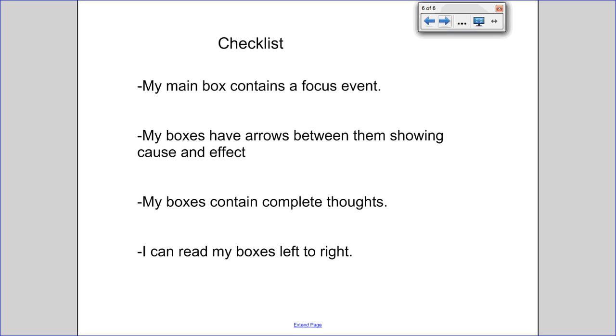So in your checklist, does your main box contain a focus event? Does it function like a newspaper heading? Do your boxes have arrows that show the sequence, left to right? Do your boxes contain complete thoughts? And can you read the boxes left to right like I showed you, saying because this happened, the middle event happened, and because the middle event happened, these effects happen? If you can, you have a good map, and we can use it now to critically think.